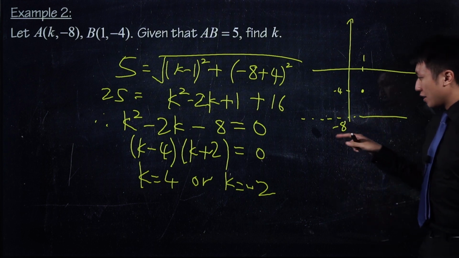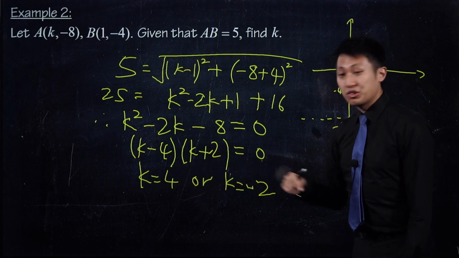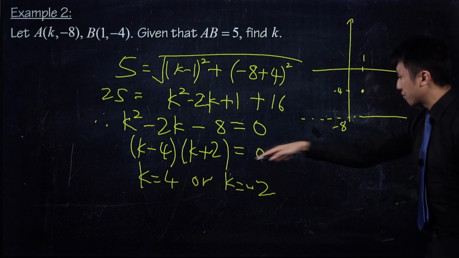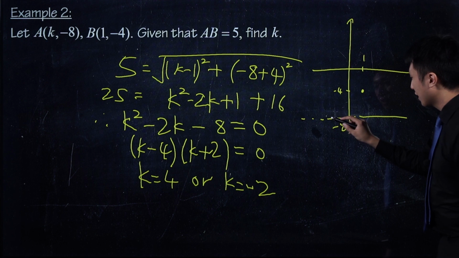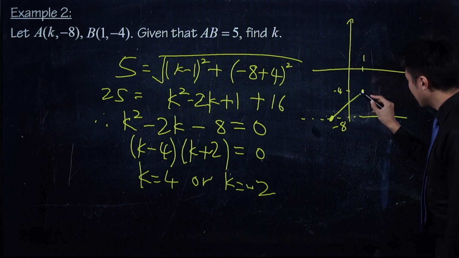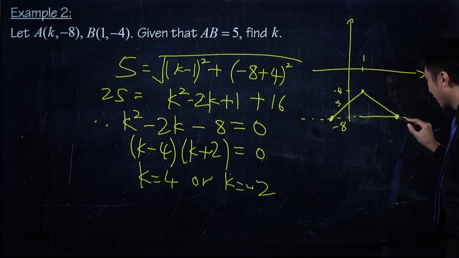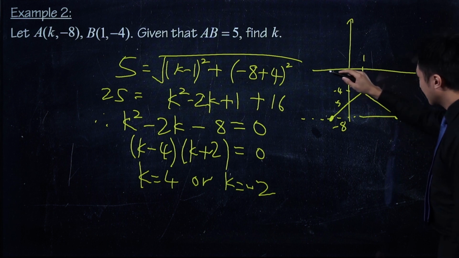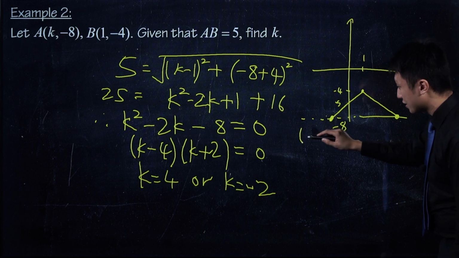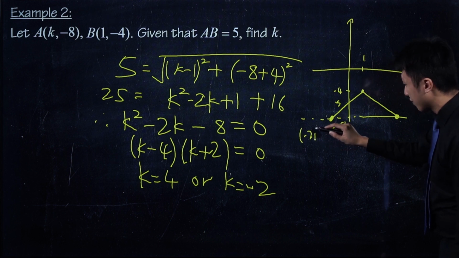Now because I know the answer, I draw it for you. So this is negative 2 and 4. Negative 2 is somewhere here, so I plot it here. This distance is 5. And here to here, another one here, where here is 2. I just write down the point here, negative 2 and negative 8.